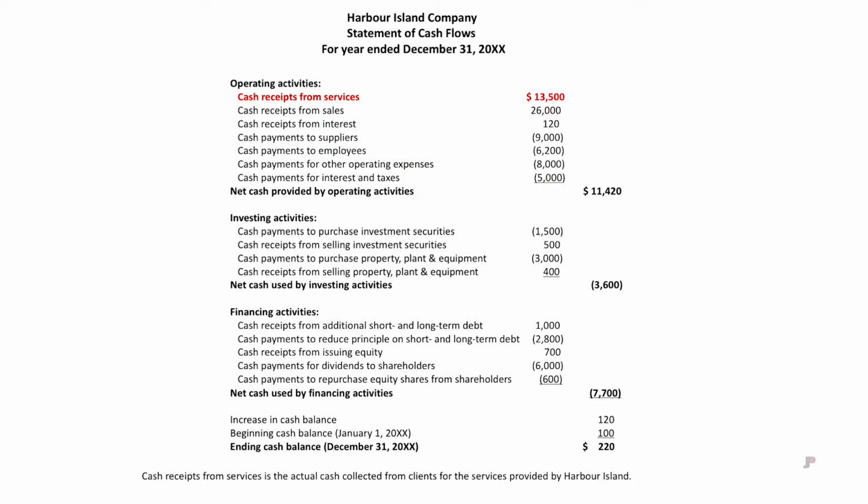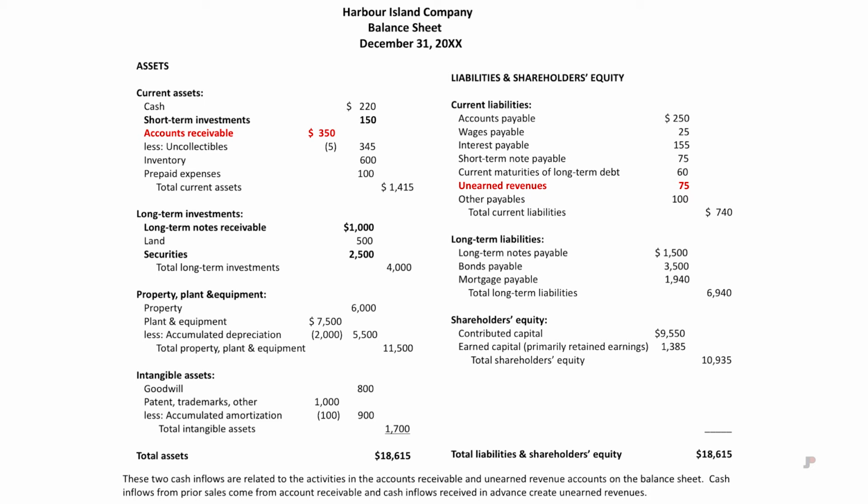Cash receipts from services is the actual cash collected from clients for the services provided by Harbor Island. Cash receipts from sales is the actual cash collected from customers for the product or inventory sales made by Harbor Island. These two cash inflows are related to the activities in the accounts receivable and unearned revenue accounts on the balance sheet. Cash inflows from prior sales come from accounts receivable, and cash inflows received in advance create unearned revenues.